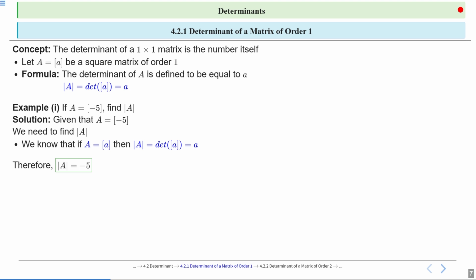From this example, we can relate the definition of determinant as a function. We take a matrix of order 1 cross 1 from the set of all square matrices M, that is A, that is minus 5, and then we associate it with a unique number, that is minus 5, and minus 5 comes from the set K. So we define it as a function from the set of all matrices to the set of real numbers or complex numbers.